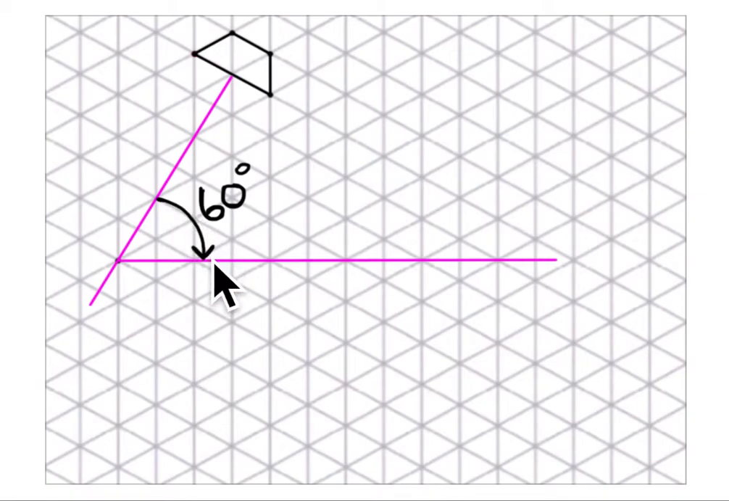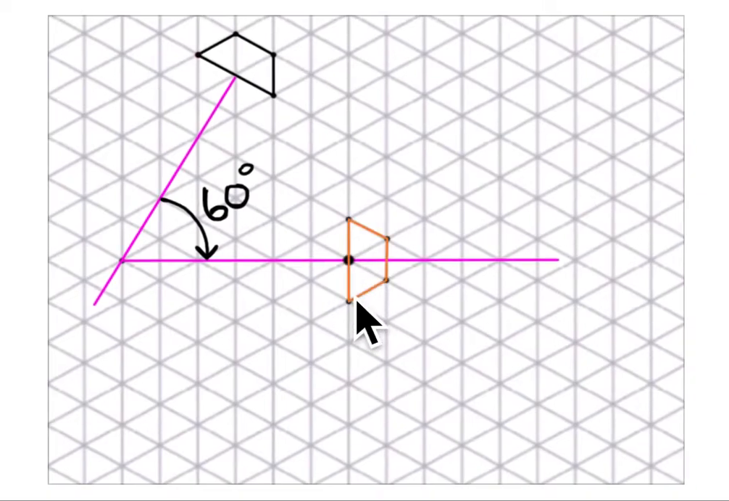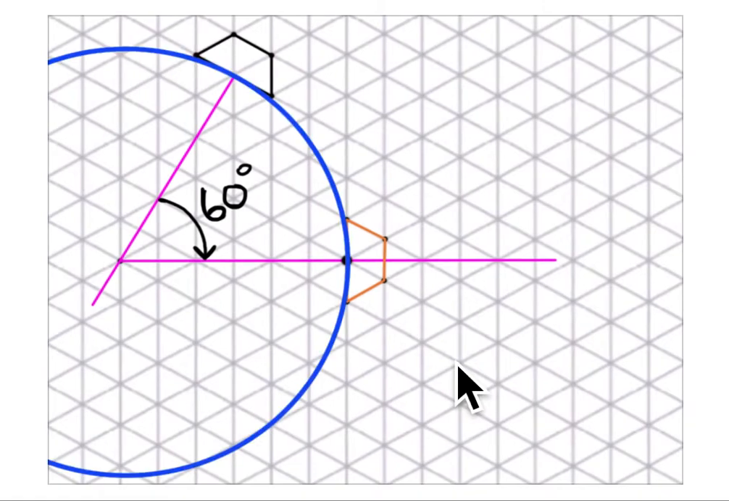So now how do I know where to place the image? I'm just going to count 1, 2, 3. And then I'm going to count this way, 1, 2, 3. And that image is going to get placed right here. So that is rotating that image 60 degrees. Draw a circle. This pink line segment falls on that circle.